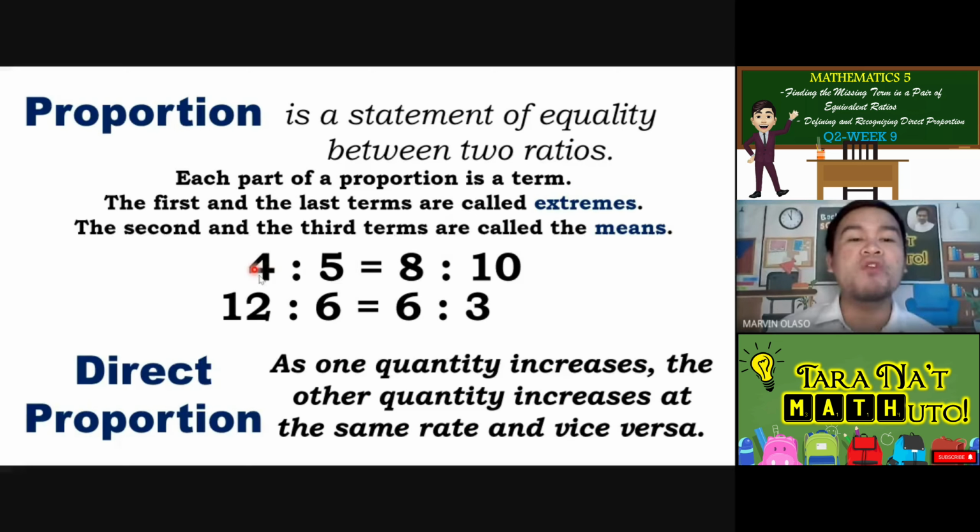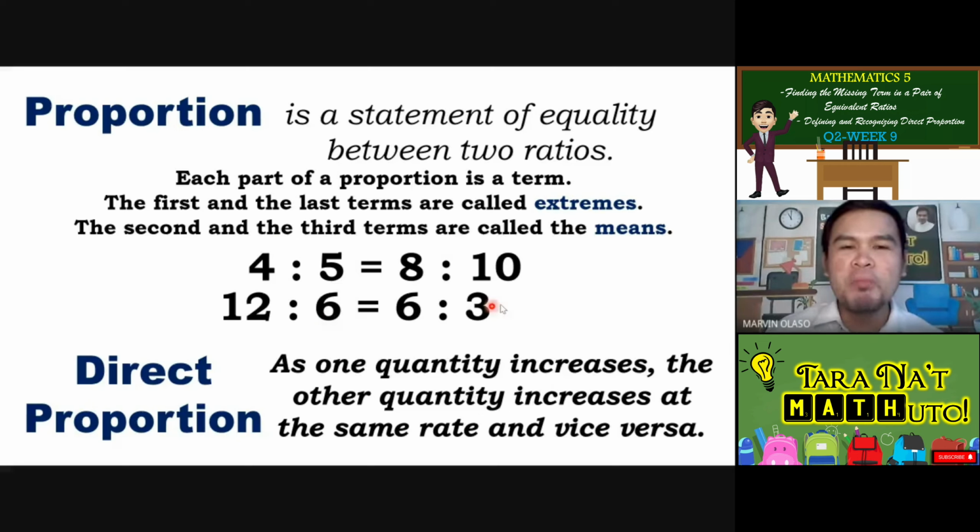Bakit? So we have 4, di ba? Yung 4 natin, yung first term natin, then the second term, naging 8. Nag-increase ba? Correct. Okay. Na-double, di ba? 4 times 2, we have 8. Let's try the second term. 5, na-double din ba siya? Nag-increase ba siya? Yes! So, parehas silang nag-increase at the same rate. Ibig sabihin, they are in direct proportion.